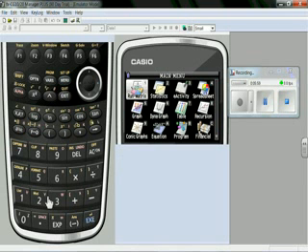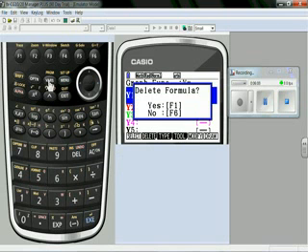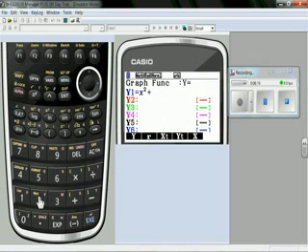Let's see what this can do with graphing, since this is full color. Let's graph a few things. Let's delete that. Yes, I do. I'm going to take my x squared plus 2x minus 2.